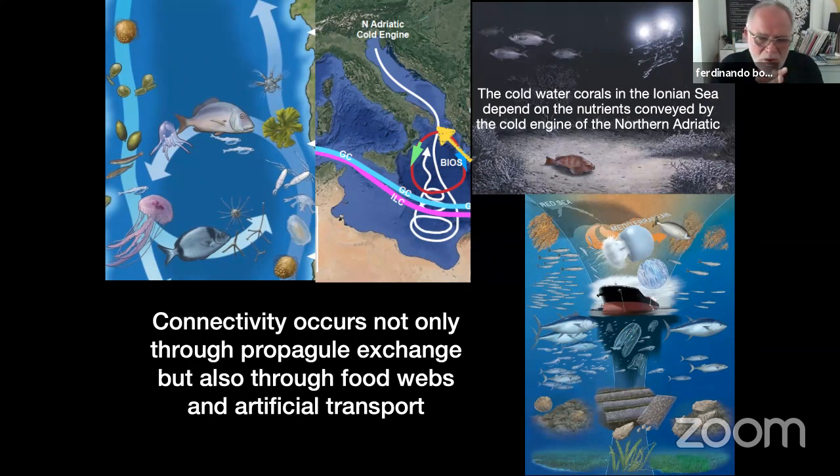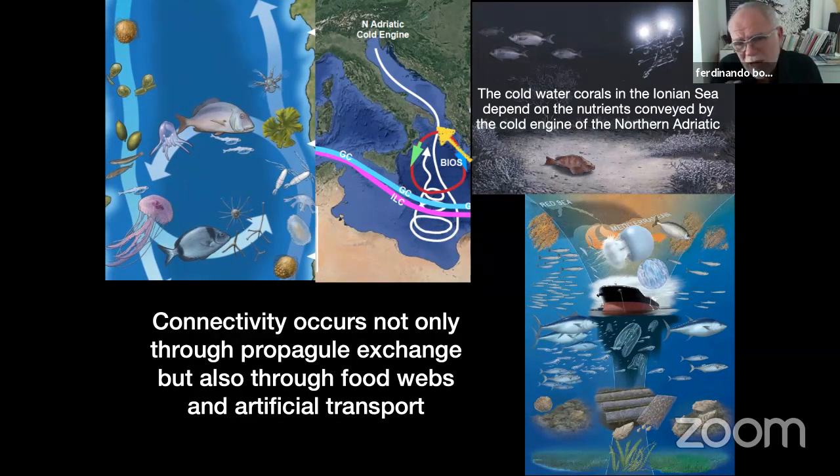Connectivity occurs not only through propagule exchange, but also through food exchange. For instance, here you have the Northern Adriatic cold engine. The Northern Adriatic waters can freeze in the winter. They can reach also very often in the winter 6 degrees, while the rest of the Mediterranean in the winter is 13 degrees. So these cold waters flow along the Italian coast and then flow towards the bottom of the Ionian Sea.